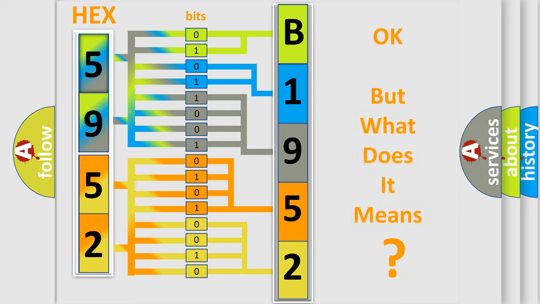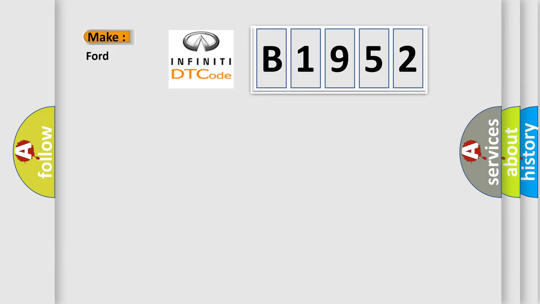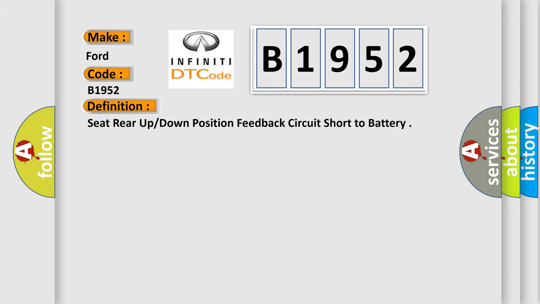The number itself does not make sense to us if we cannot assign information about what it actually expresses. So, what does the Diagnostic Trouble Code B1952 interpret specifically for Infinity car manufacturers? The basic definition is: seat rear up or down position feedback circuit short to battery.